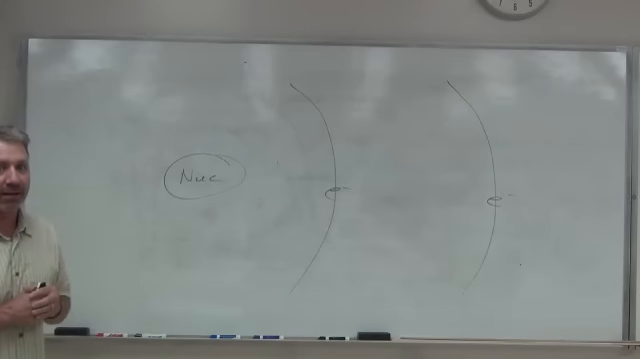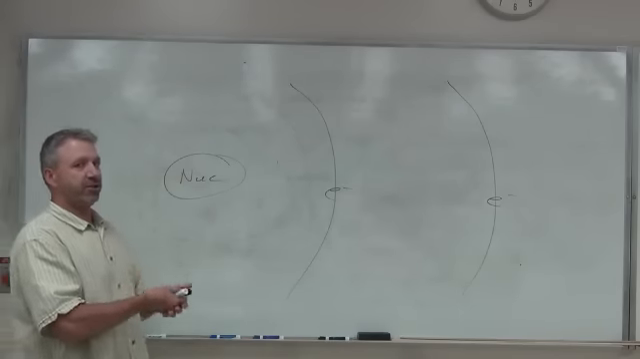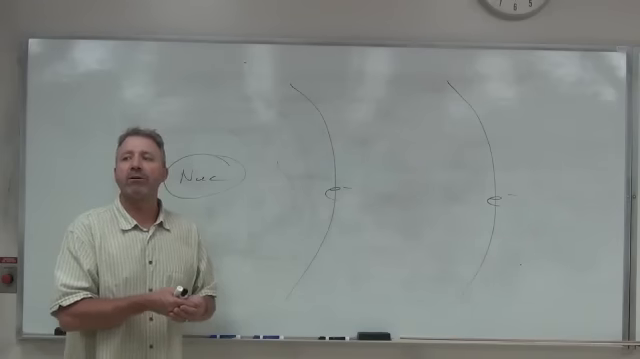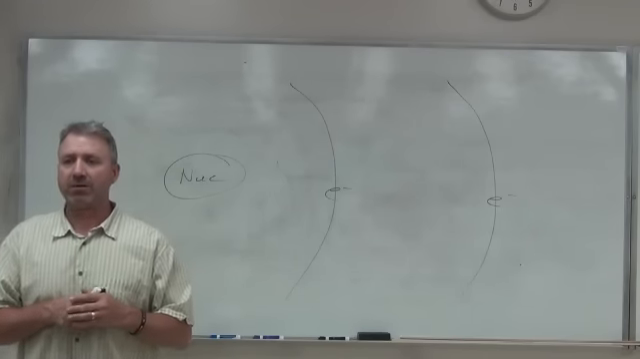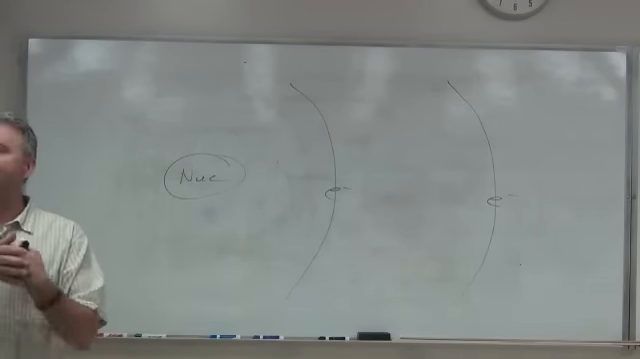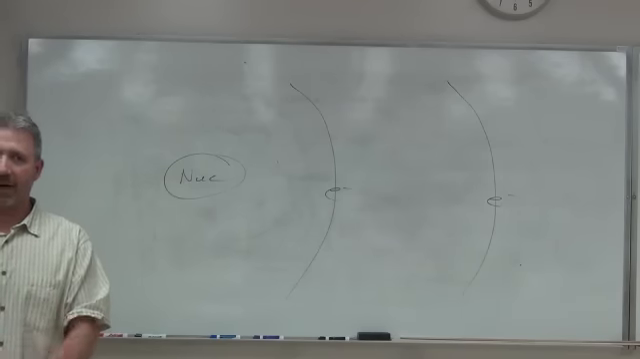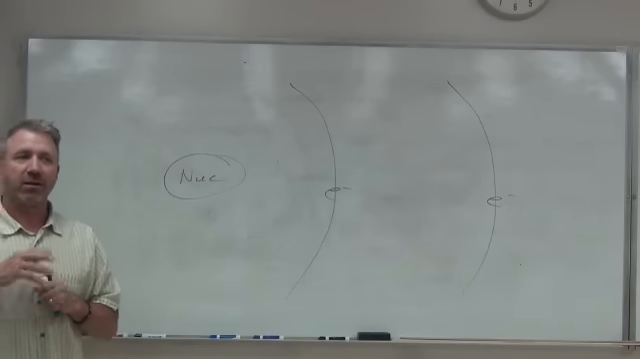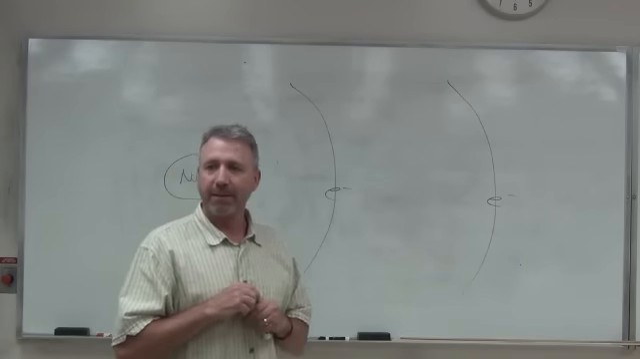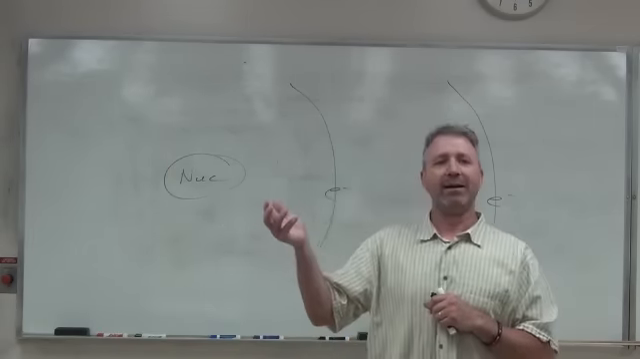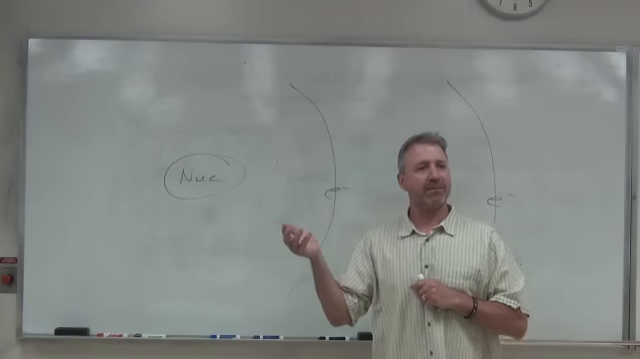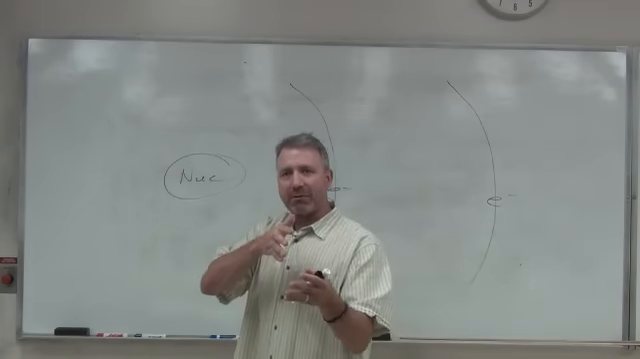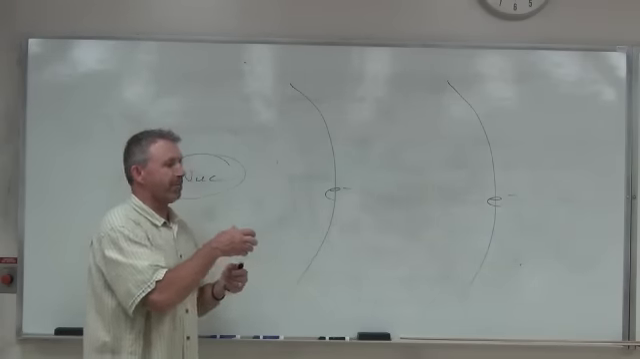Now, here's the kicker. Only certain values of energy are allowed for electrons. In other words, electrons can only have certain energy values. It's called quantized, and it's called quantum mechanics. I don't know why. I don't care why. It's true, though. Right? Now, if you have a problem believing that, think about a bottle.